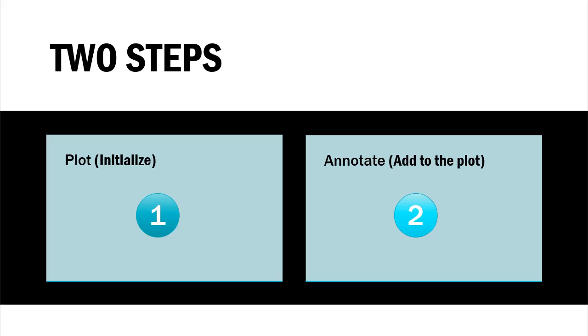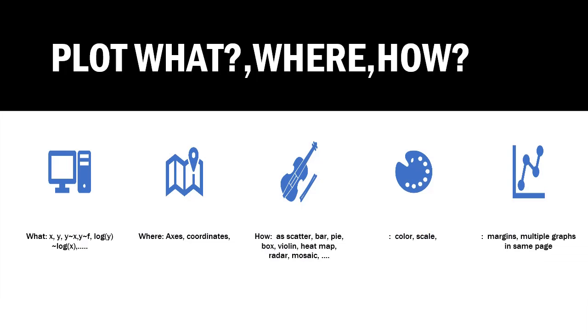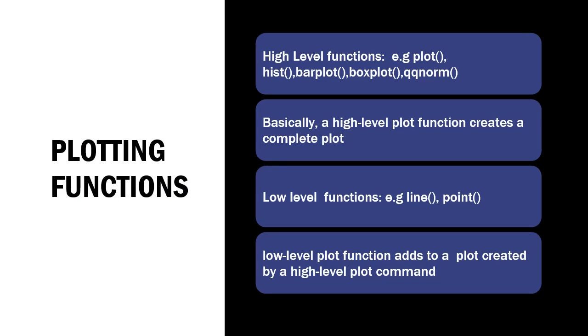When it comes to charting, we have only 2 steps. We have to initialize the plot, then add content to the plot. In the initializing step, we have to specify what is to be drawn, where and how. We have high-level plotting functions which do the main job of making a plot, and low-level functions will add something to that plot which is already created.